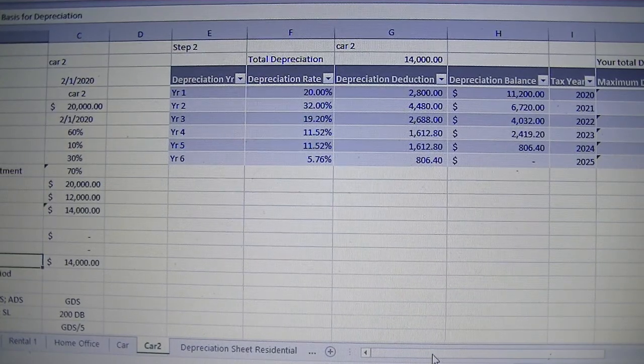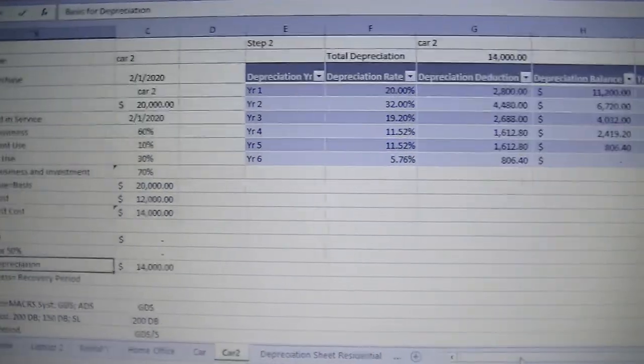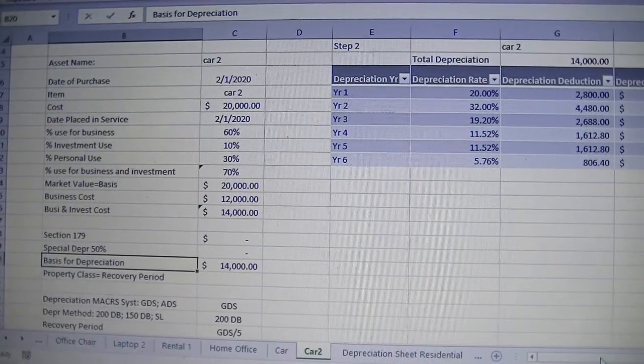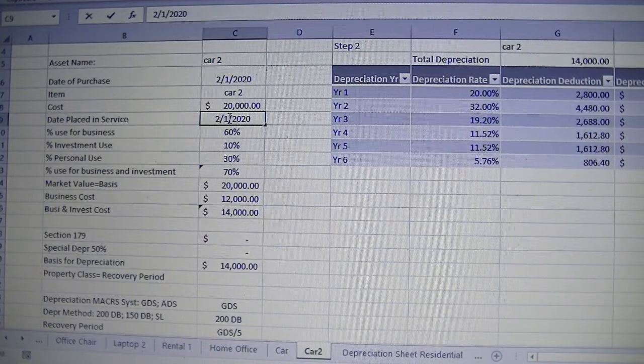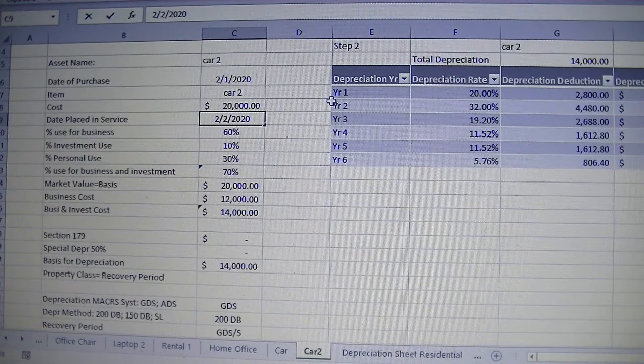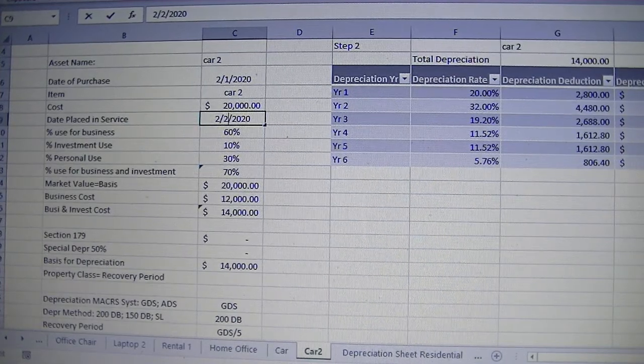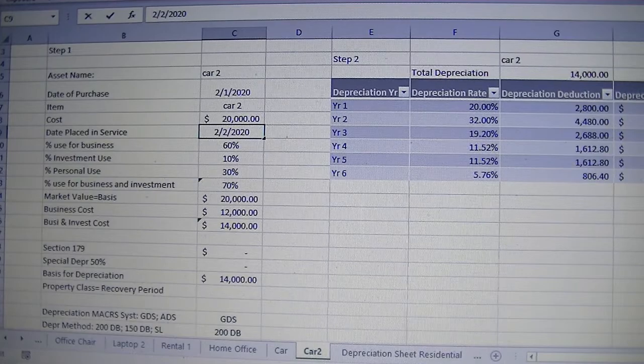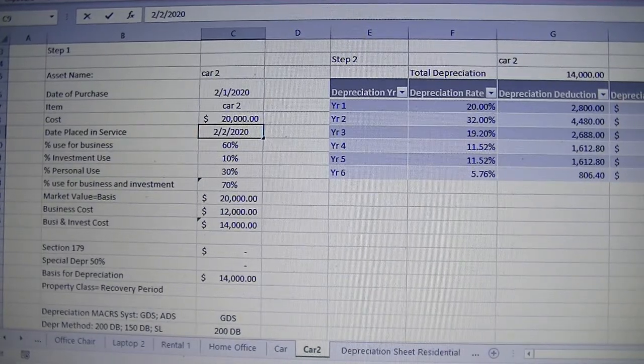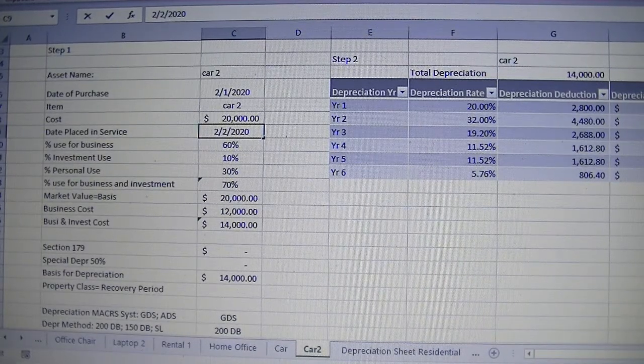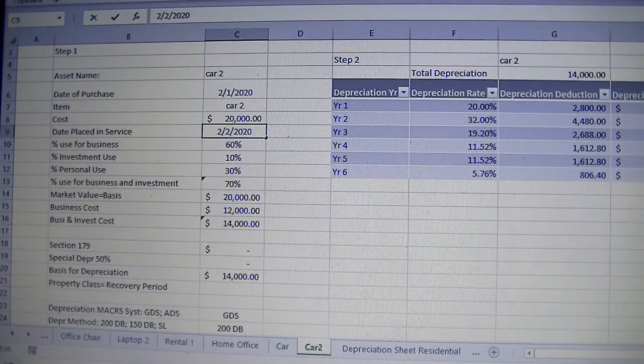So we have the depreciation spreadsheet to keep our record. I believe you placed it in service February 2nd. Okay. So the car name, we just put car 2, but you can name your car any way you want. Cost $20,000, date placed in service February 2020, 60% use in your business.